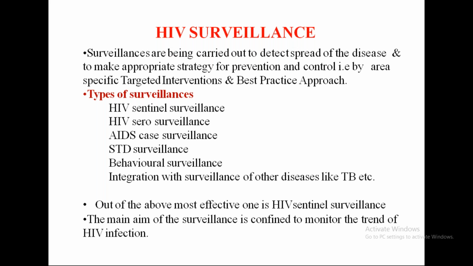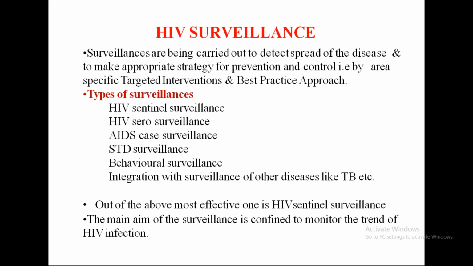If you look at the different types of HIV surveillance, you can see HIV sentinel surveillance, HIV sero surveillance, AIDS case surveillance, STD surveillance, behavioral surveillance, and integration with surveillance of other diseases like TB. So these are the different types of surveillance. Out of the above, the most effective one is HIV sentinel surveillance. The main aim of the surveillance is to monitor the trend of the HIV infection.